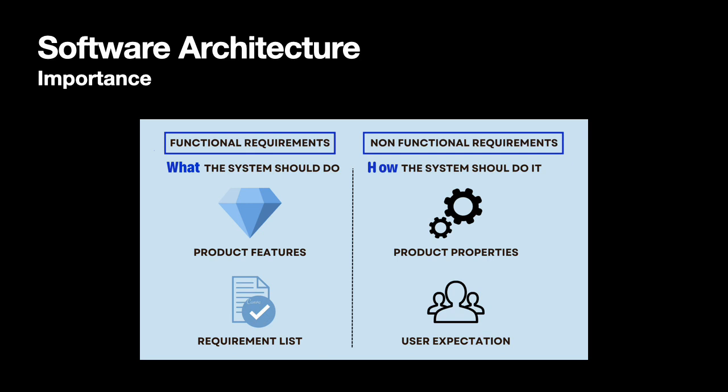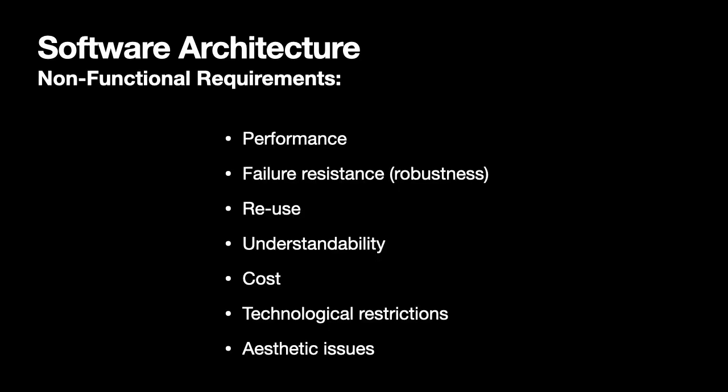We analyze software architecture to ensure functional requirements are met. However, the architecture must also enable the system to satisfy non-functional requirements. Non-functional requirements examples are performance, failure resistance, reuse, understandability, cost, technological restrictions, aesthetic issues.